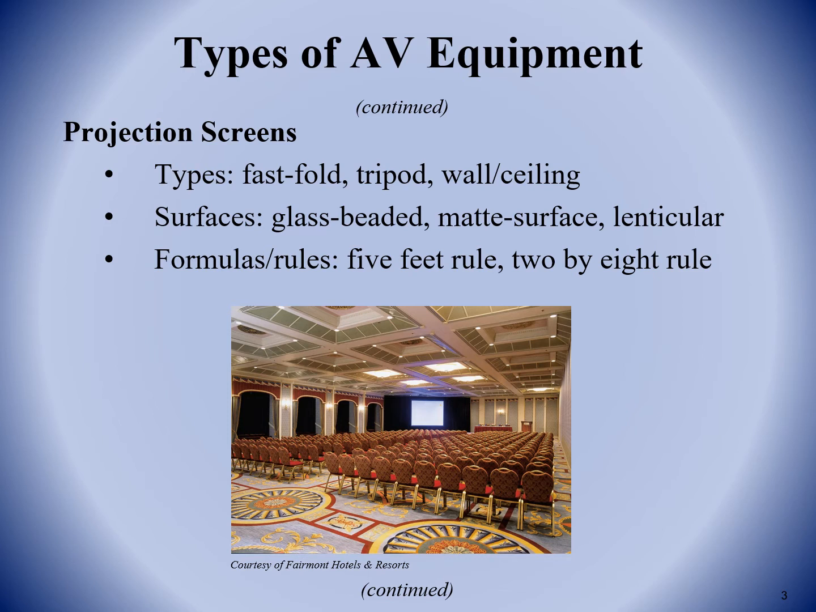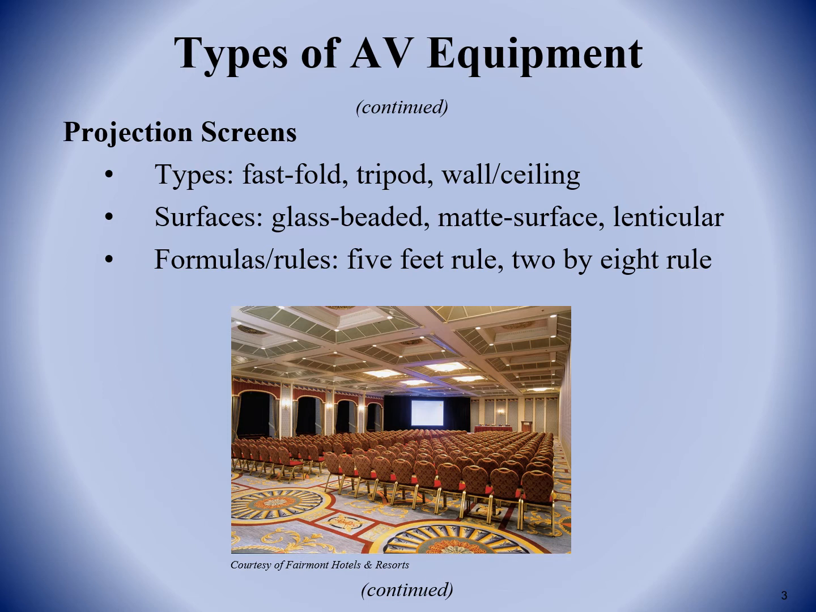The other thing as far as AV equipment is our projection screens. We have three types of projection screens. We have a fast fold, which is essentially just a frame that the screen snaps into place. A tripod, where it is held up by a tripod, and then it's really movable. Then the wall and the ceiling, so one that's attached to a wall or drops down from the ceiling.